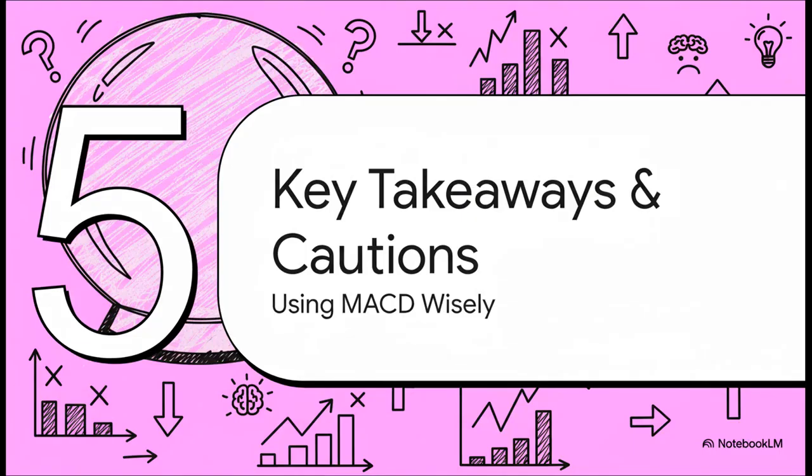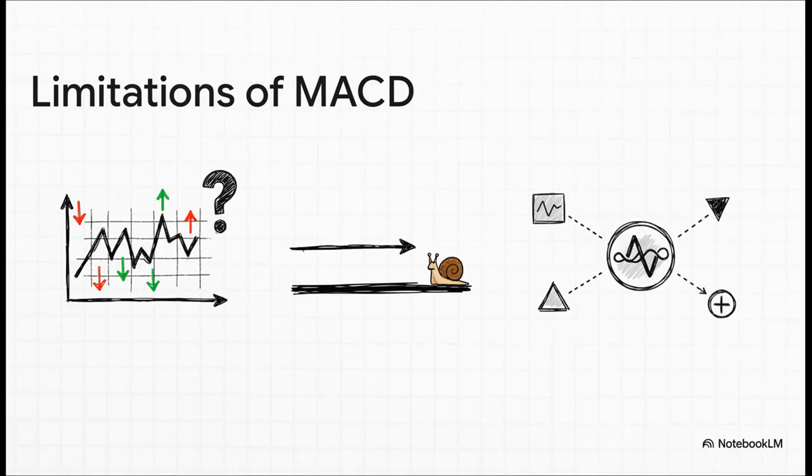Okay, let's be real for a second. As great as the MACD is, it is not a magic crystal ball. It has its weaknesses, and knowing what they are is what really separates the pros from the amateurs. You've got to remember three things. First, it can totally give you false signals, especially when a stock is just chopping around sideways with no real trend. Second, it's a lagging indicator.